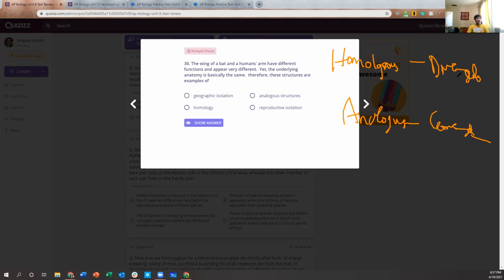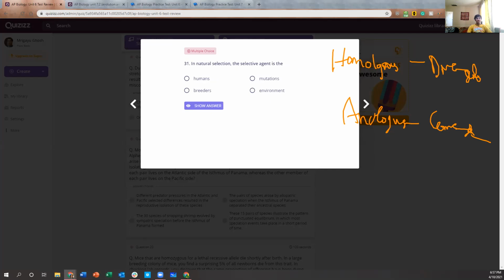This would be homology because they have the same anatomy, so that means they probably have the same ancestry, but their functions are different. So that's why they diverged, because the functions are different. It's homology, yeah.